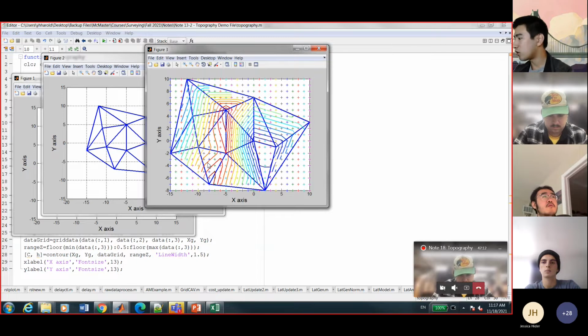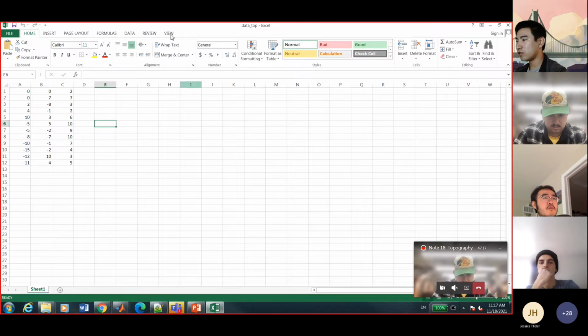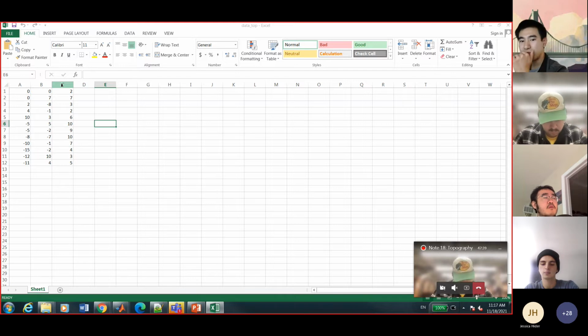I wrote this code in a general format. So as long as you input your data into the data topography file and write them in the same format, with column A as the X coordinate, column B as the Y coordinate, and column C as the elevation, then you can run this code and the topographic map will be generated automatically. Okay, so that's the code I'm going to share with you.